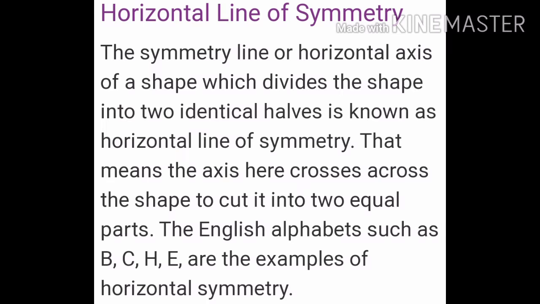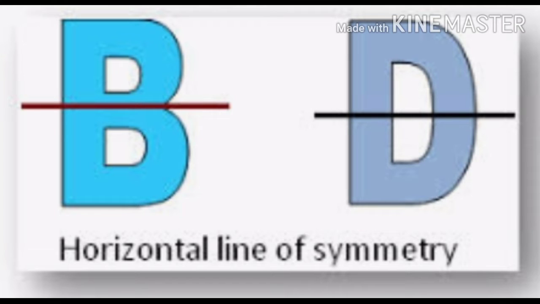The next is horizontal line of symmetry. The symmetrical line or horizontal axis of a shape which divides the shape into two identical halves is known as horizontal line of symmetry. That means the axis here crosses across the shape to cut it into two equal parts. The English alphabets such as B, C, H, E are examples of horizontal symmetry. You see the example of B and D, how a horizontal line is cutting it into two equal halves.